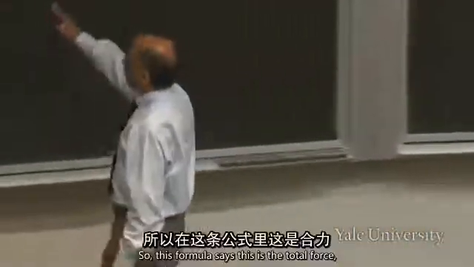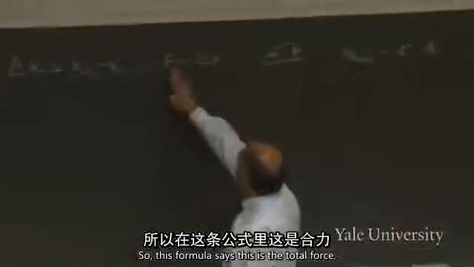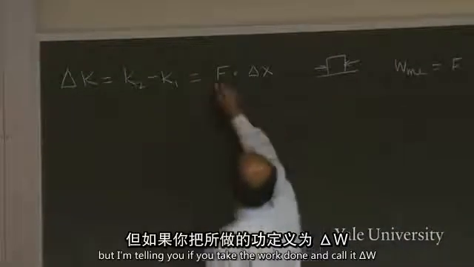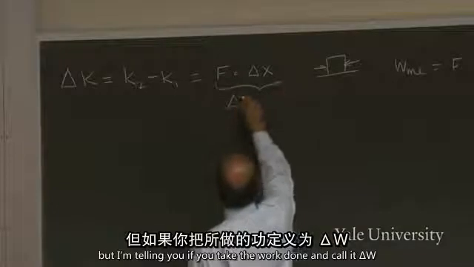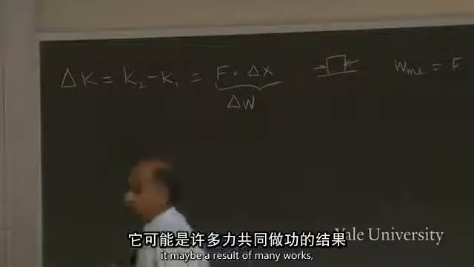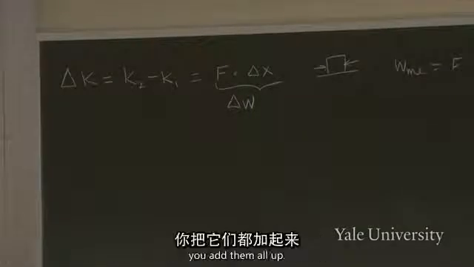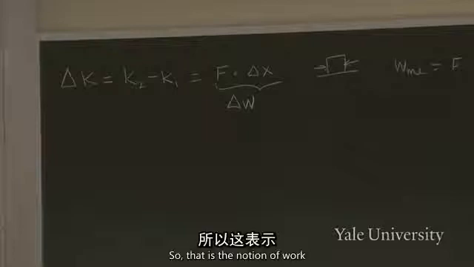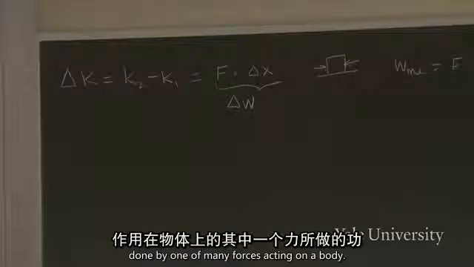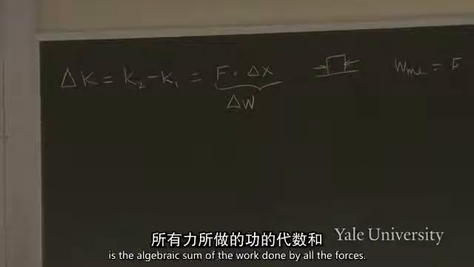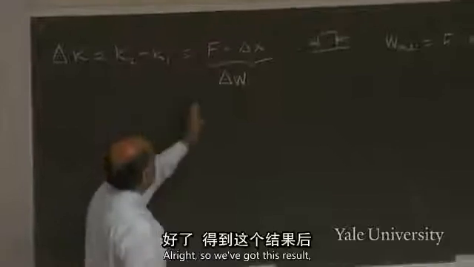So this formula says this is the total force, but I'm telling you, if you take that work done and call it delta W, it may be a result of many works. Work done by me, work done by you, work done by somebody else. Some are positive, some are negative. You add them all up. So that is the notion of work done by one of many forces acting on a body. And the total work done is the algebraic sum of the work done by all the forces. All right, so we got this result.